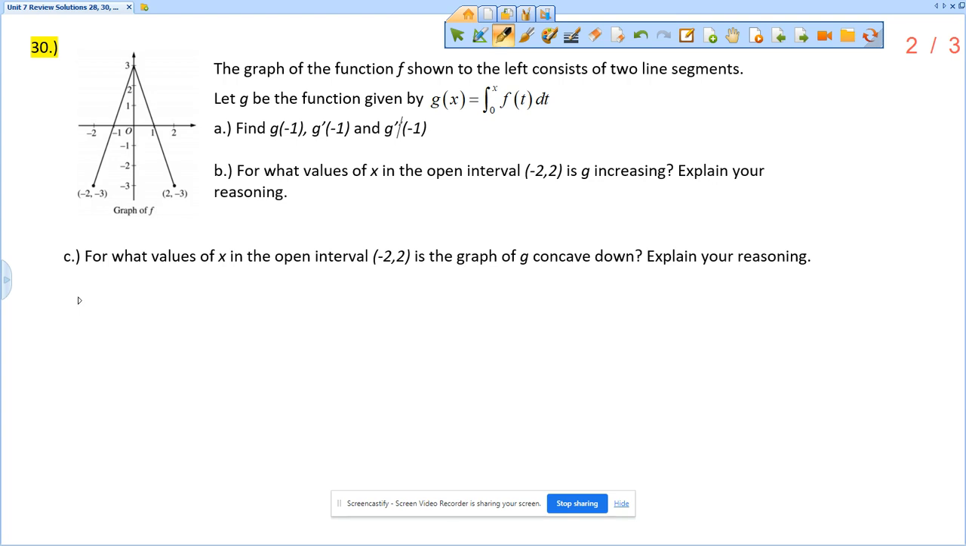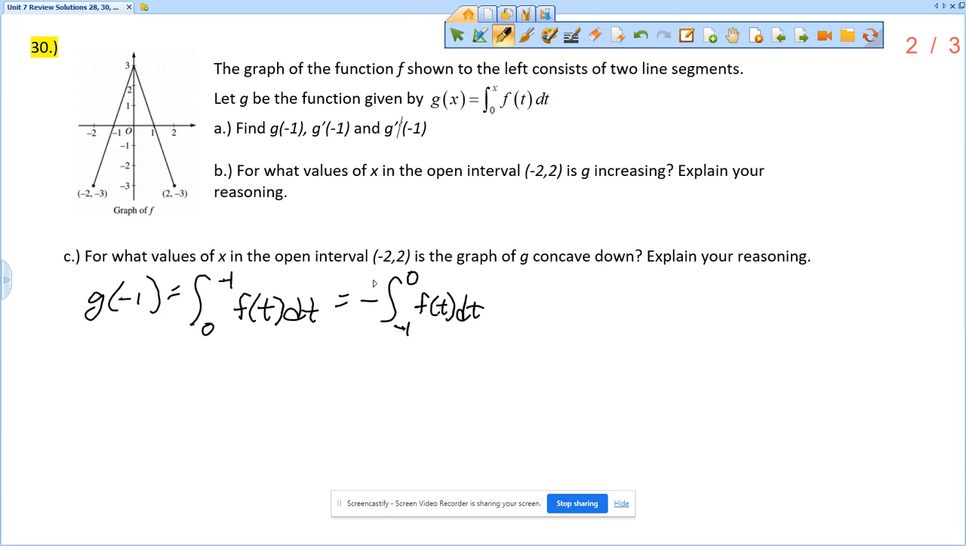First of all, g of -1. This is just a function notation thing. It says the integral from 0 to -1 of f of t dt. I like to switch these because it makes more sense for the -1 to be on the bottom, and that means I have to put a negative in front. So the negative integral from -1 to 0 of f of t dt.